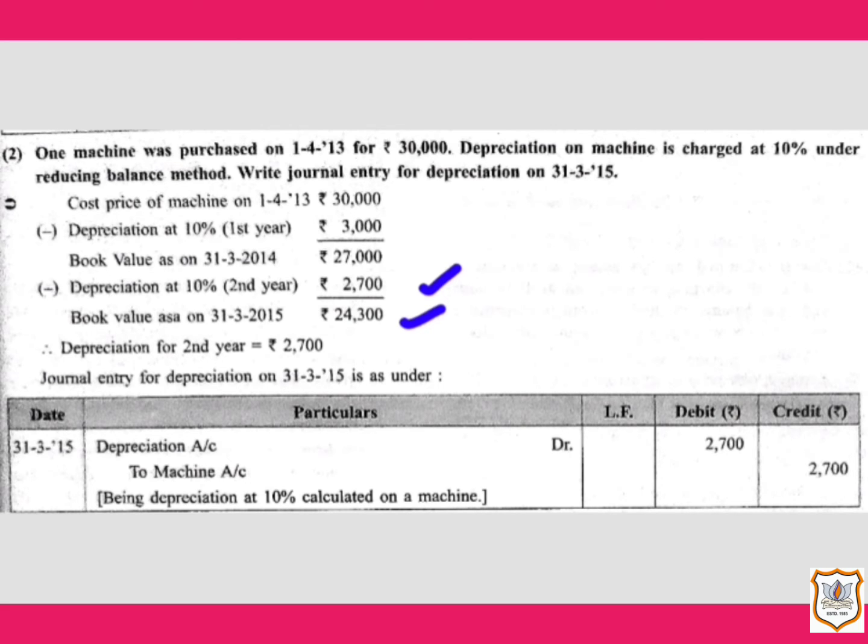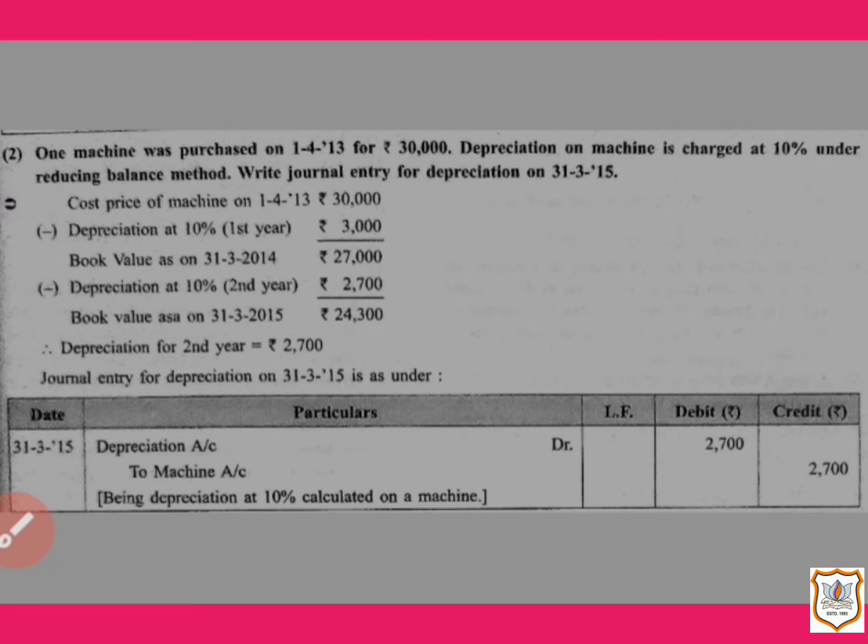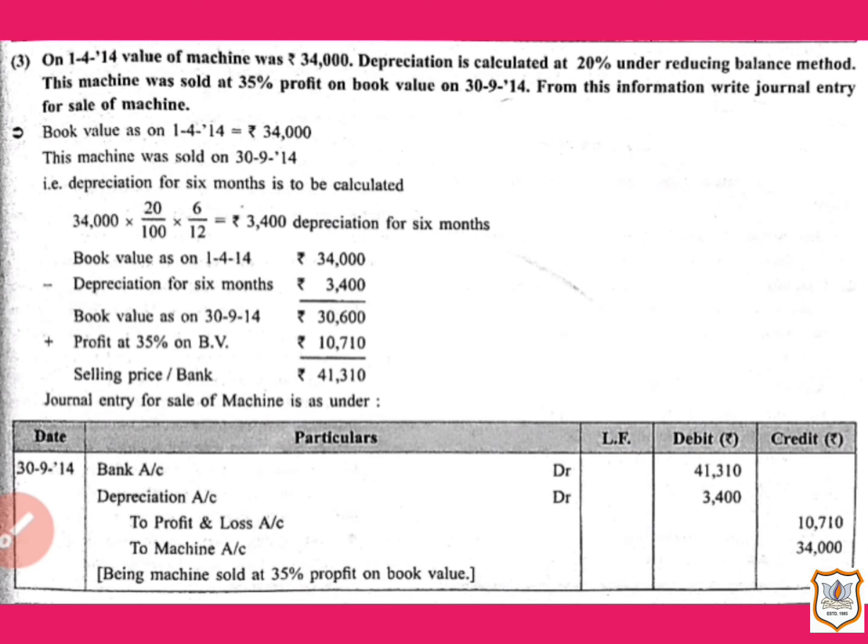So here our journal entry would be depreciation account will be debited by rupees 2,700 and machine account will be credited by rupees 2,700. And we will write narration, that is being depreciation at 10% calculated on a machine. Now let us move to third question.